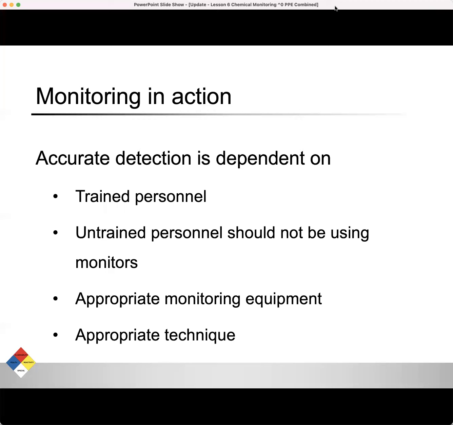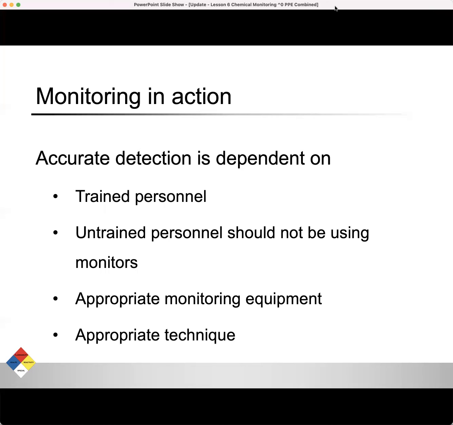We want to make sure that our detection is accurate, and that's dependent on a few things. People using the monitors need to be trained in how to use the monitors. They don't need to be an expert or a laboratory expert, but they need to know how their monitor works. And as I mentioned before, the people using the monitor may not need to understand exactly the information that the monitor is reading, but whoever is analyzing that data and making decisions based on that data needs to understand what that monitor data means. Untrained personnel should not be using chemical detection monitors.